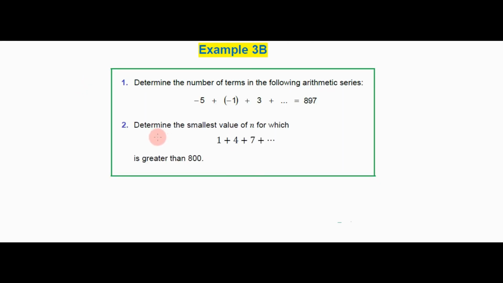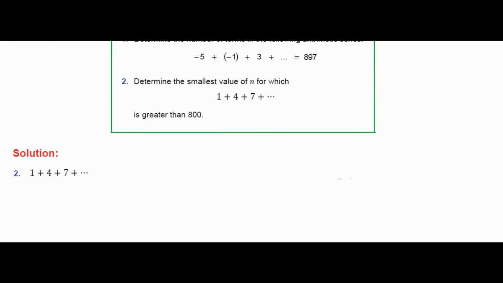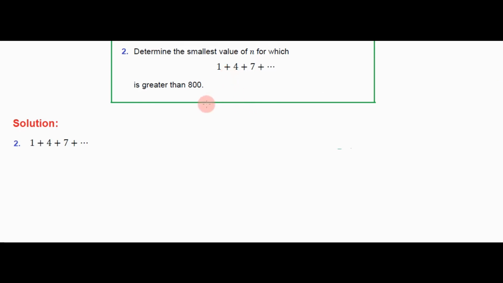In the second question here, it says, determine the smallest value of n for which the series is greater than 800. We are not told that this is an arithmetic series, but it's clear that it is, with a common difference d of 3. So let's start with writing down what we have and what we need to find. We have the first term a, which is 1. The common difference d is 3. S sub n, the sum to n terms, must be greater than 800. And we need to find n.